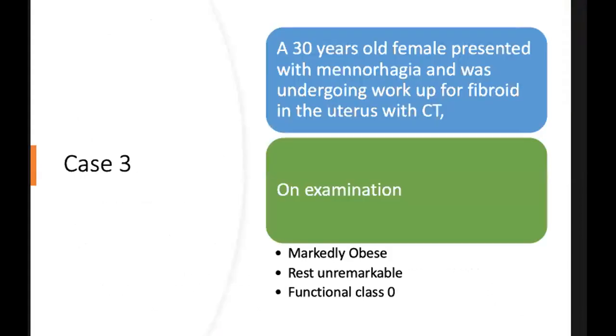So this was it. Okay. Let's move on to the next case. And this is a case of a 30-year-old female who presented with menorrhagia and was undergoing workup of fibroid in the uterus with a CT scan. And on examination, she was markedly obese. She was a functional class 0, and the rest of the examination was unremarkable.